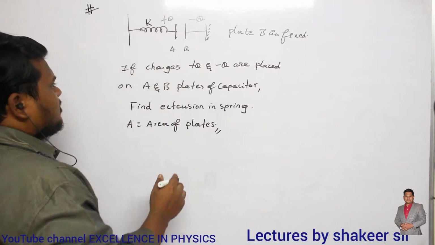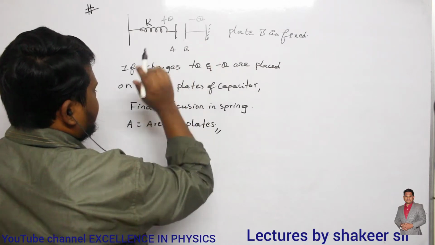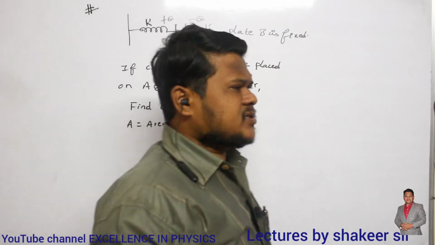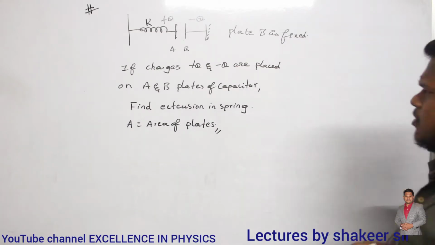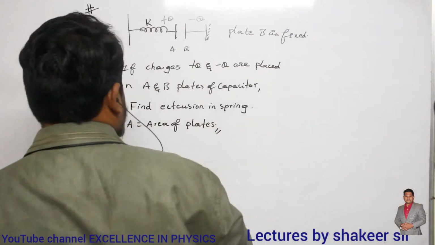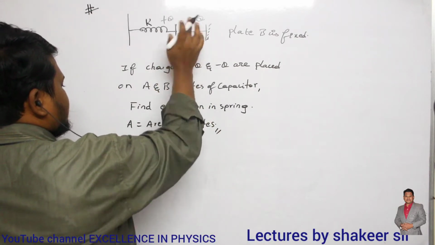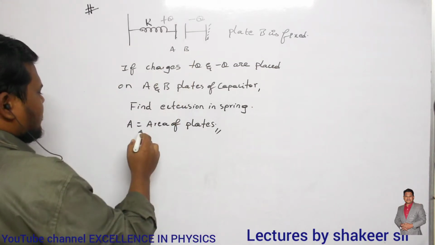Then there is another plate, plate B, and this plate is a fixed plate here. Previously these plates were uncharged, they were not having any kind of charge. Clear? Then what we have done, we have given them some charges. For this plate we have given plus Q charge, and for this plate we have given minus Q charge. Clear? And area of each plate is A.